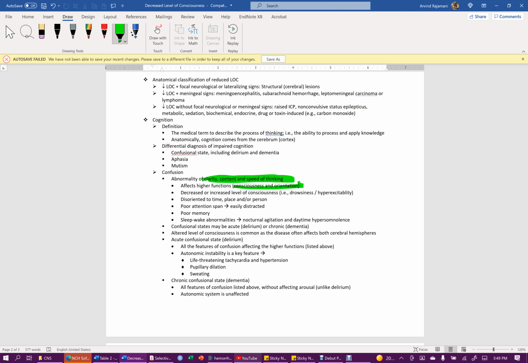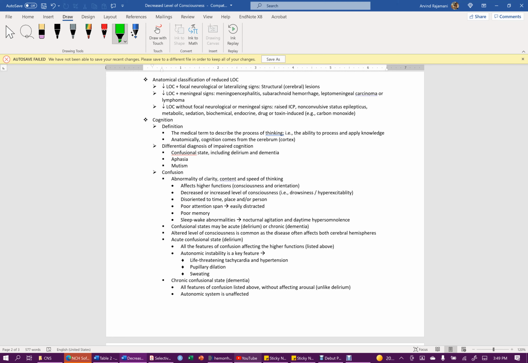It can result in either a decreased or an increased level of consciousness. So you can have both hypoactive and hyperactive states. You are usually disoriented. You have a very poor attention span and can get distracted. Memory is obviously a problem, and your sleep-wake cycle is completely gone. Okay, in other words, you're a doctor on a night shift.